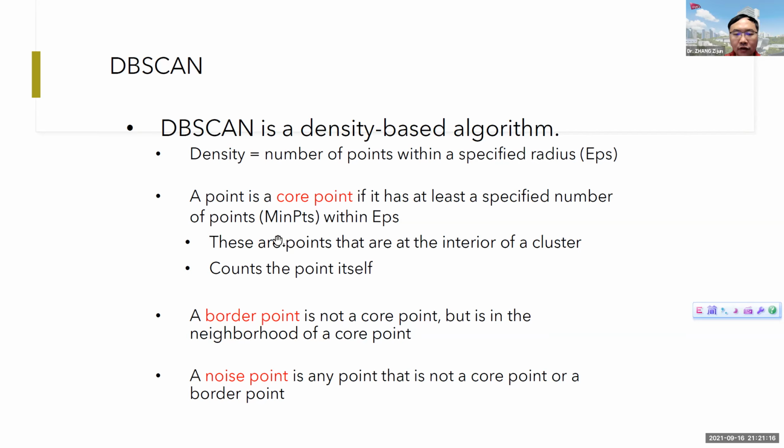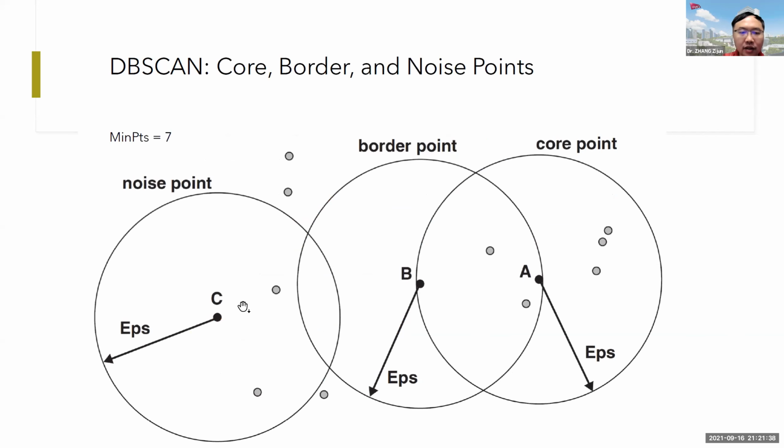For example, you set the minimum points to 3 and the value of epsilon equal to 5. Then given a data point, you sweep and get a circle. If within this circle you have 3 points, then the given data point is called a core point. Let's look at an example here.